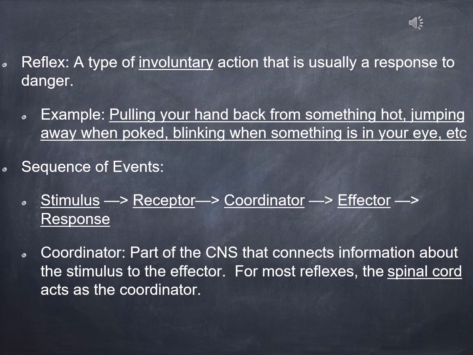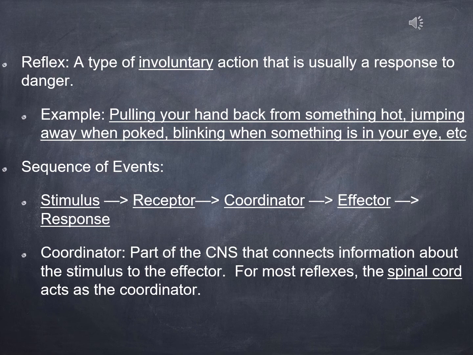By releasing it as soon as you touch it, you are responding to the danger by getting away from it. So the example of pulling your hand back from something hot is a very good example of a reflex. Jumping away when poked, blinking when something heads towards your eye, also are examples of reflexes. There's a very specific sequence of events that happens in the case of a reflex. That sequence of events goes: stimulus, a change in your environment. That change could come from a burning hot cookie.